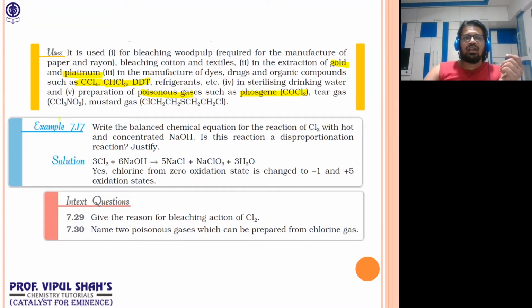Second one, tear gas, CCl3NO2. Come on, what will be the IUPAC name of this compound? Anybody? Trichloronitromethane. I repeat, trichloronitromethane. This is formed when chloroform is oxidized: chloroform reacts with nitric acid, HNO3, and forms tear gas.